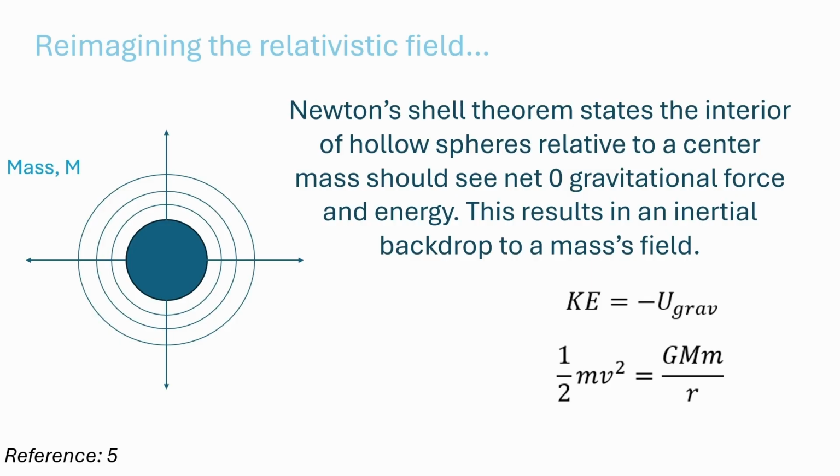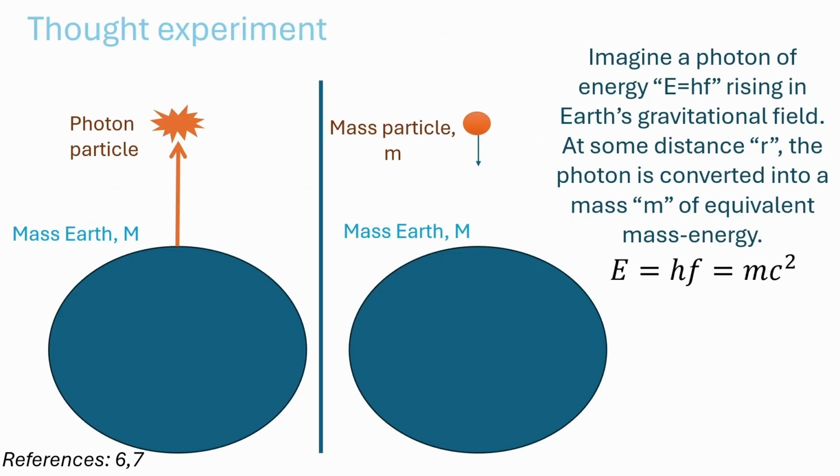Granted, I'm not sure if this is the best way to establish an inertial backdrop, but nevertheless, I think it's a pretty quick and easy way to talk about it. We can also put up a thought experiment. We can imagine a photon particle moving up in a relativistic field, a gravitational field, and then the photon is turned into a mass particle and dropped down to Earth. Basically, its energy is converted into a mass, its mass energy.